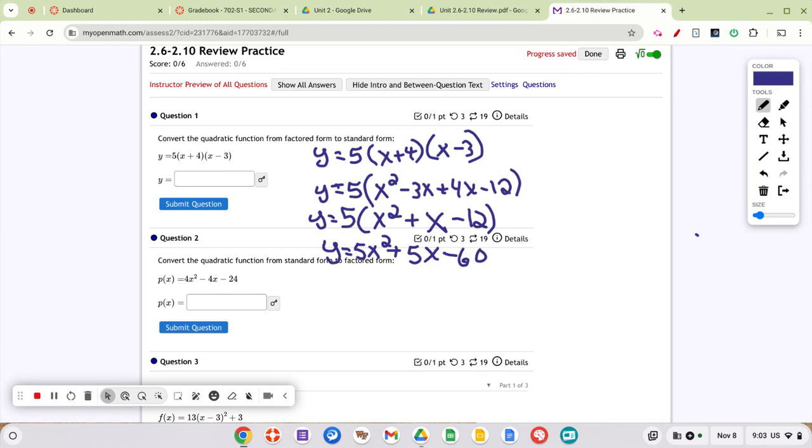So, yeah, there you go. That would be the answer. Let's just check it and make sure I'm telling you right, because I don't want to be wrong on here.